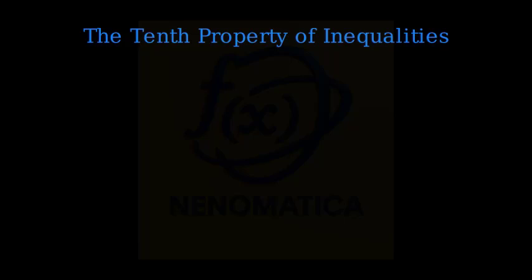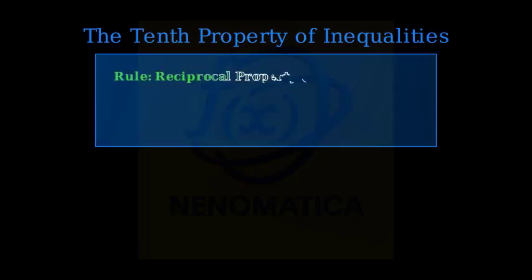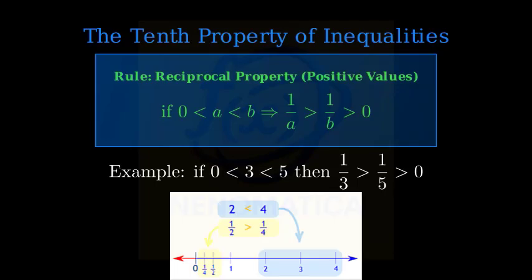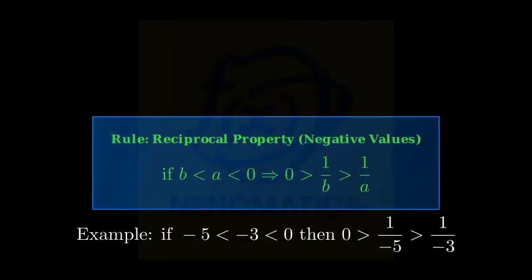If we have two positive values, a and b, where a is less than b, then the reciprocal relationship will be inverted. That is, 1 over a is greater than 1 over b, and both are greater than 0. Now, let's look at the case where both values are negative. If b is less than a, and both are less than 0, then 1 over b is greater than 1 over a, and both are less than 0.